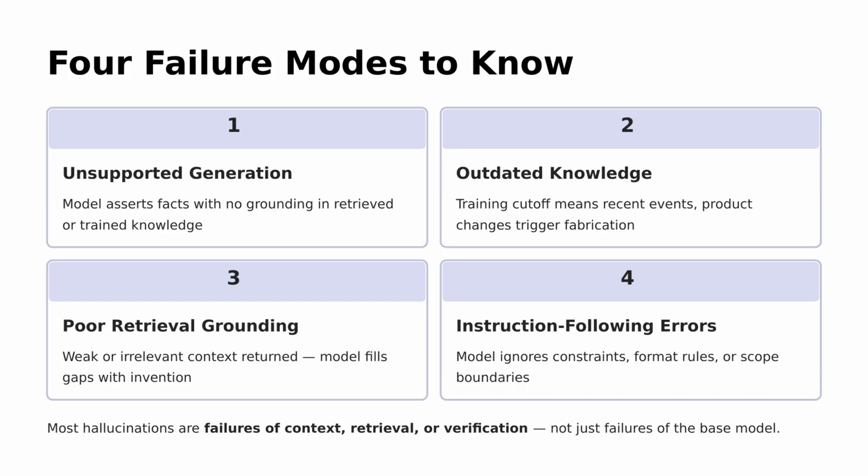There are 4 common failure modes to watch for. First, unsupported generation, where the model states things that aren't grounded in its training or retrieved evidence. Second, outdated knowledge, when recent changes or events fall beyond the training cutoff. Third, poor retrieval grounding, where weak context causes the model to fill in gaps. And fourth, instruction following errors, when it ignores constraints or scope. In practice, most hallucinations come from context, retrieval, or verification breakdowns.